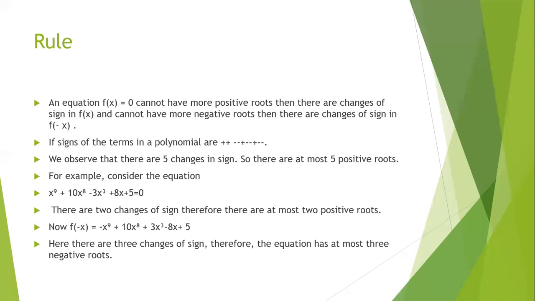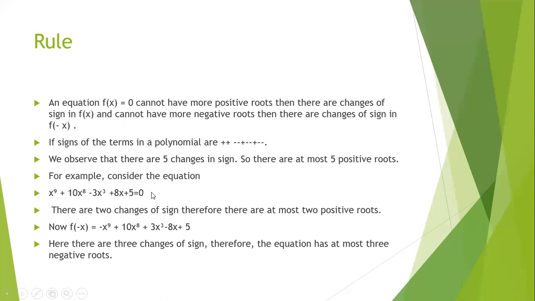If the signs of the terms in a polynomial are plus plus minus minus plus minus minus plus minus minus, the number of sign changes is: plus to minus first, minus to plus second, plus to minus third, minus to plus fourth, and plus to minus fifth. The sign changes 5 times, so in that equation there are at most 5 positive roots.